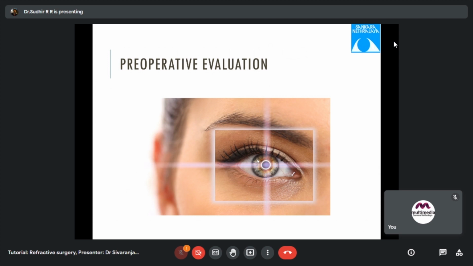You need to know how to evaluate a patient when a patient comes for refractive surgery, and this is something you will be dealing with day in and day out. So pay attention. We'll try and address all the points.